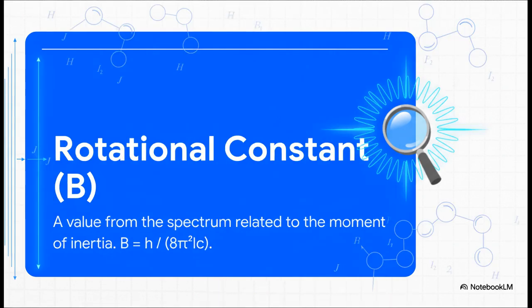Now, here is the critical link. It's called the rotational constant, or B. This value is literally the bridge that connects the world we can see, the spectrum, to the invisible molecular world. We can measure B directly from the spacing of the lines on the spectrum, and as you can see in the formula, it's directly tied to that moment of inertia.